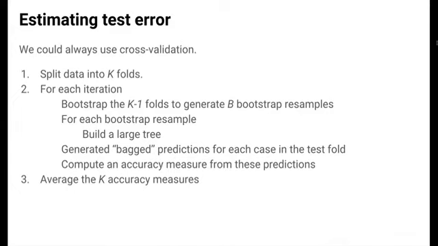For each of these k iterations of k-fold cross-validation, we have some accuracy, some error measure, and we average these k accuracy or error measures to get an overall estimate of test accuracy or test error. Okay, great. This is how k-fold cross-validation would proceed in the bagged tree setting. But this turns out to be pretty computationally intensive. Just looking at the algorithm, we have to do k iterations of cross-validation. In each of those iterations, we have to do a lot of bootstrapping. And for each bootstrap resample, we have to fit a very large tree. So all in all, this whole procedure can be pretty computationally intensive.